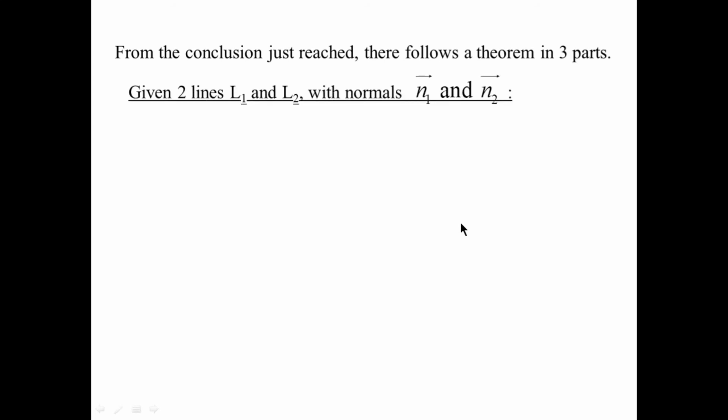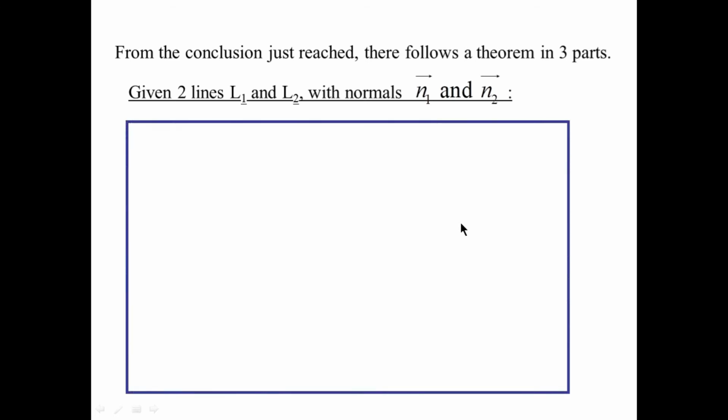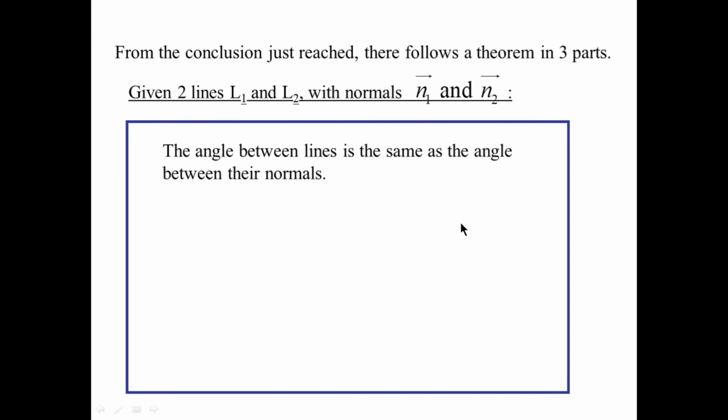From this conclusion, there follows a theorem in 3 parts. Given a couple of lines, line 1 and line 2, with their normals, normal 1 and normal 2, we know 3 things. The angle between the lines is the same as the angle between their normals. Now we can get the angle between their normals, and so the angle between the lines is the same as the angle between their normals. Math people always want proof, and I'm just giving this to you without proof. Later, you would see a proof of this, a rigorous demonstration that it has to be true. We'll save that for a different course.